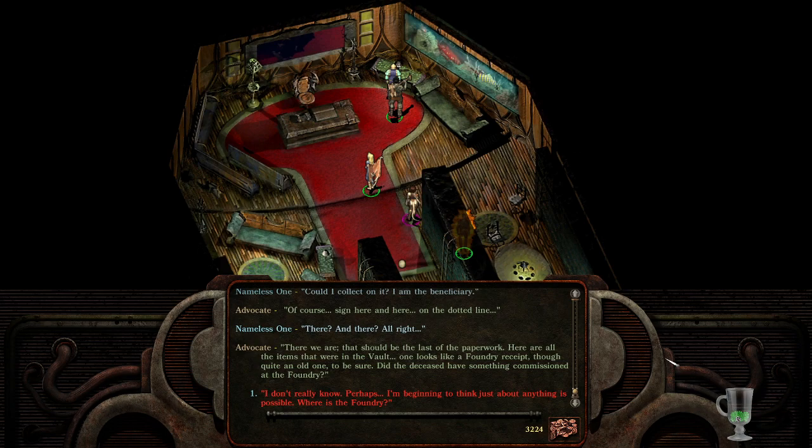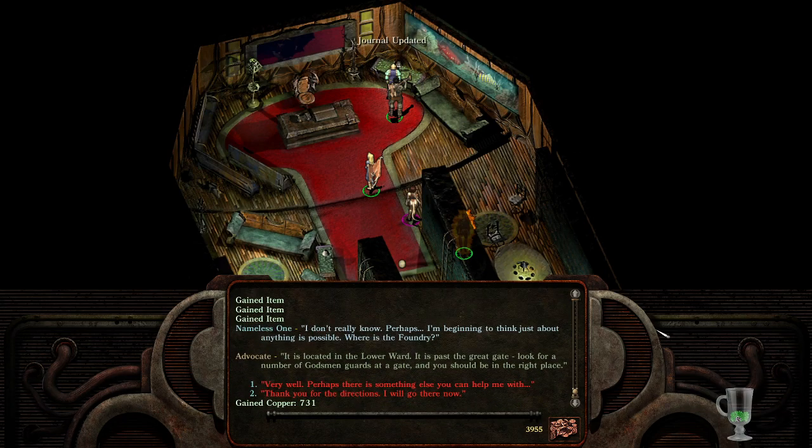Here are all the items that were in the vault. One looks like a foundry receipt, though quite an old one, to be sure. Did the deceased have something commissioned at the foundry? I don't really know, perhaps. I'm beginning to think just about anything is possible. Where's the foundry? New area, maybe? My journal. Ah! It's located in the lower ward. It is past the Great Gate. Look for a number of Godsman guard. You should be able to go to the right place. Very well. Perhaps this is something I can help you with.